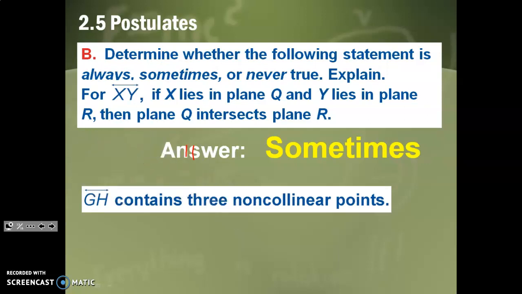Line GH contains three non-collinear points. Well, non-collinear means they're not on the same line. So how can one line contain three points that are not on the line? It's not possible. That one really doesn't make sense. It can't be done. I don't know if you could ever show how it would sometimes be done, because it would never. So this would be a never. Non-collinear means not on the same line.